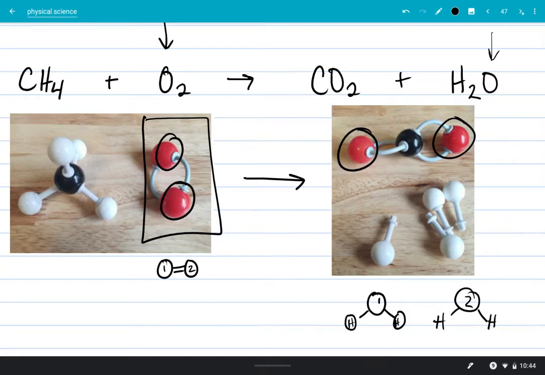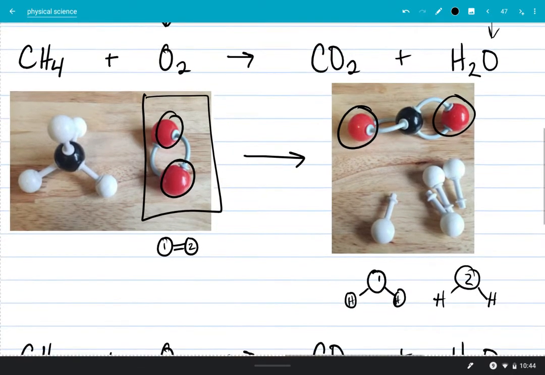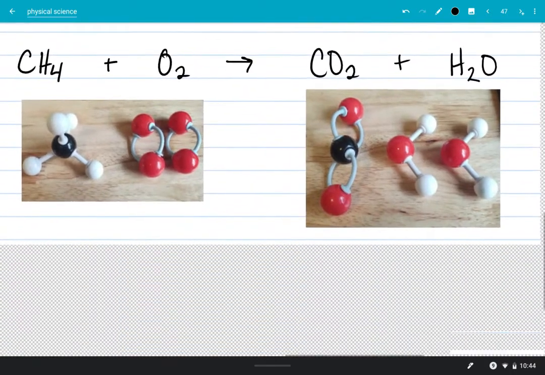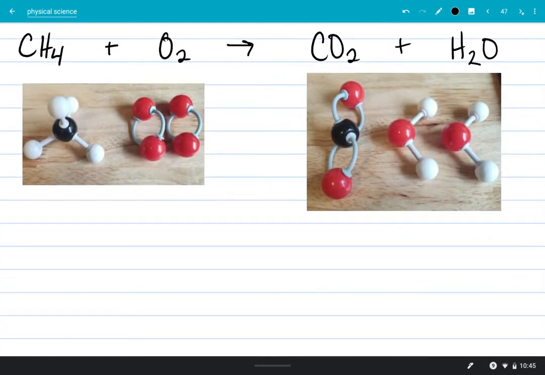So what does that really look like? That looks like this when we get it done. So we've got 1 methane. For every 1 molecule of methane, it requires 2 molecules of oxygen to combust to make 1 molecule of carbon dioxide and 2 molecules of water.